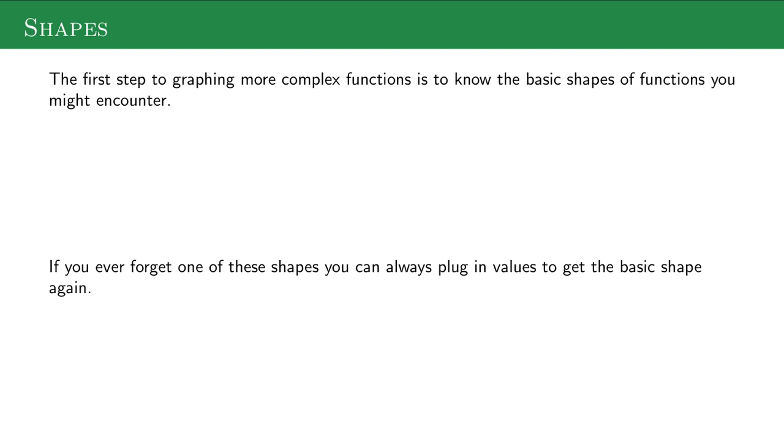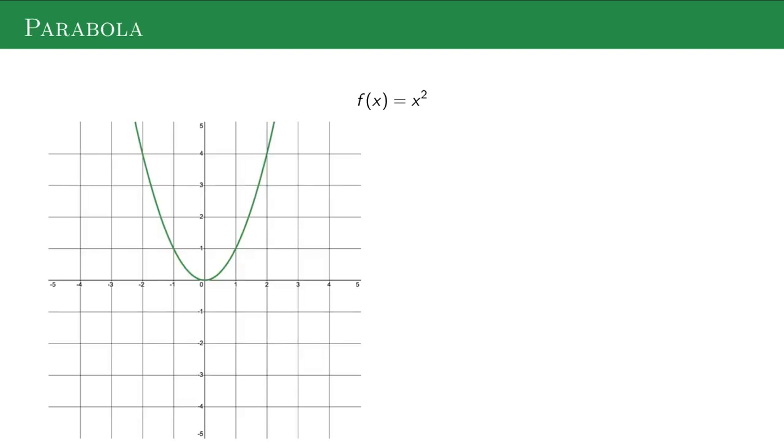The good thing about using your basic shapes to help you is you don't need as many points to know what's happening for the rest of the graph. All right, so we're gonna go through a few important ones. f of x equals x squared. Whenever there's this x squared in your problem, your graph is gonna be a parabola, this kind of U shape. So parabola is x squared.